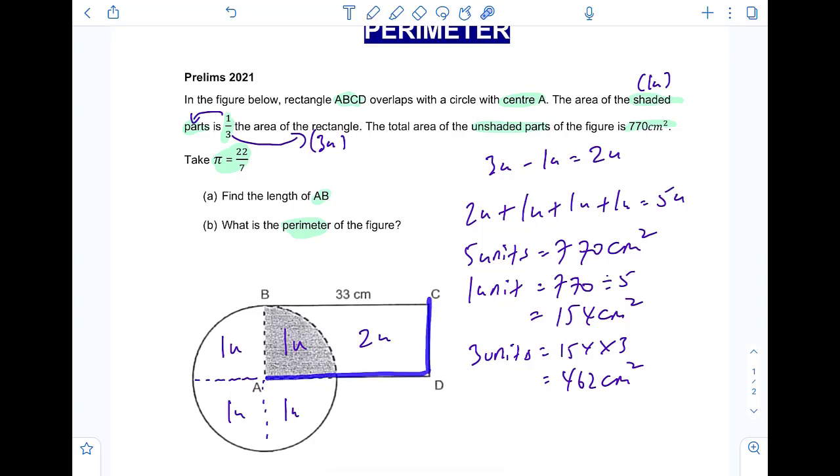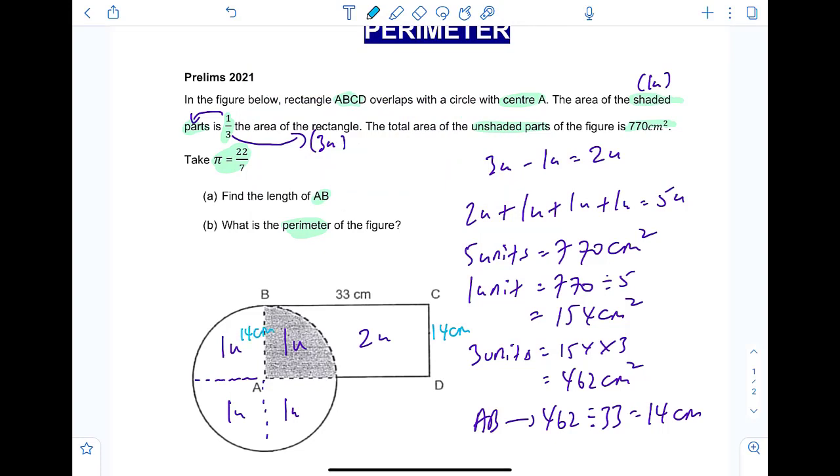What is the breadth then? Because the breadth is the same as AB. AB will be equivalent to 462 divided by 33, which is equals to 14 centimeter. Now where is 14 centimeter? It's going to be here. It is also going to be the radius of this particular circle, which is actually AB. So what's our first answer? 14 cm. That's for AB.